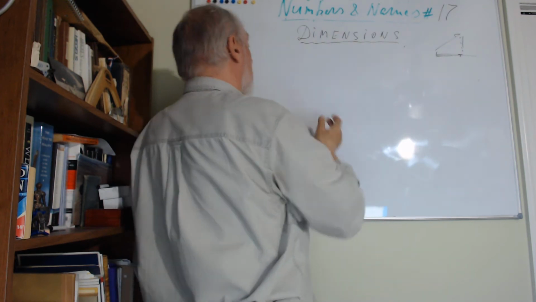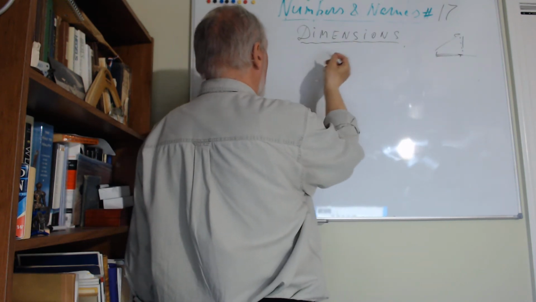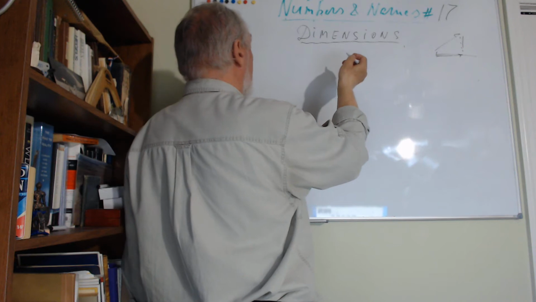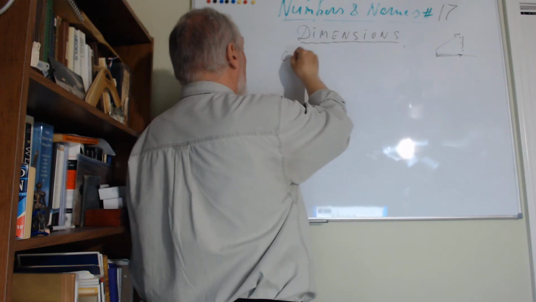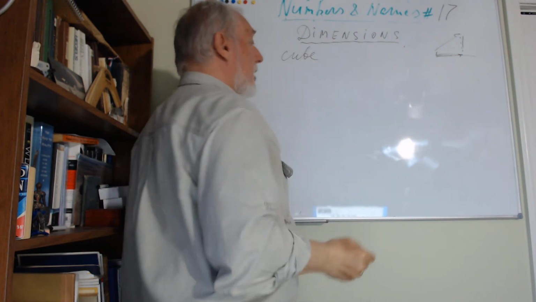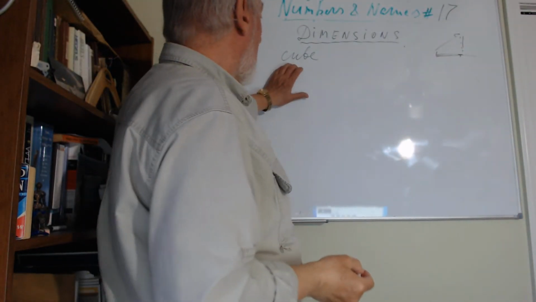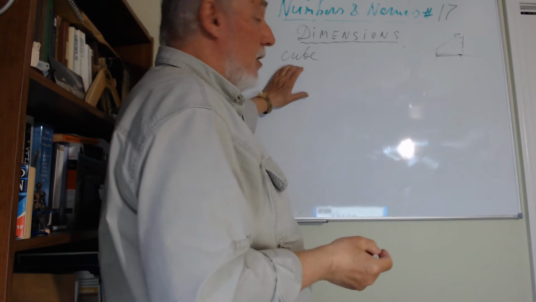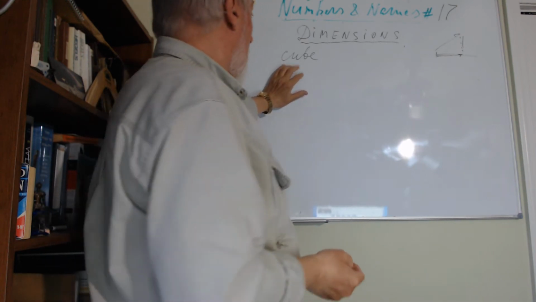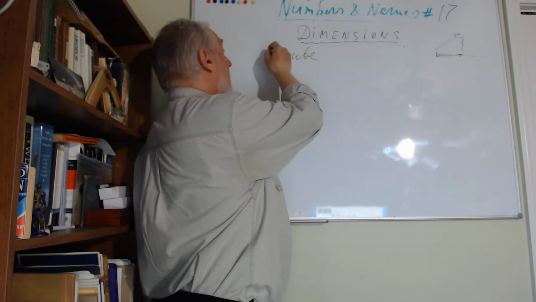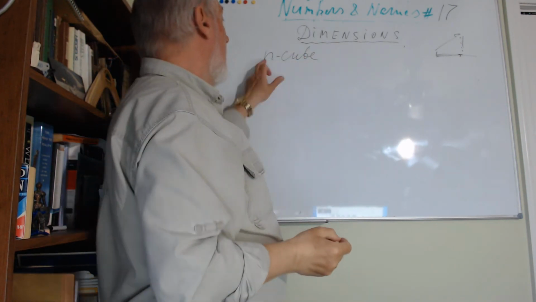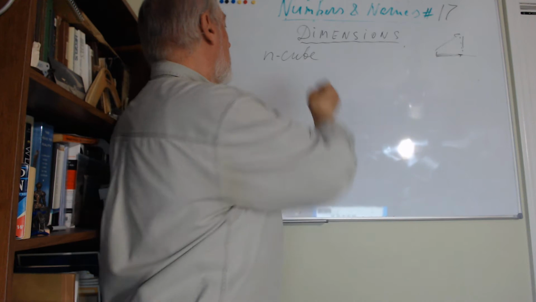And now let's talk about some real figures in our space. First of all, let's talk about the cube. A cube is a pretty simple geometrical figure, right? And the cube can be multidimensional. When you talk about a cube in many dimensions, they usually write n-cube, where n is the number of dimensions.